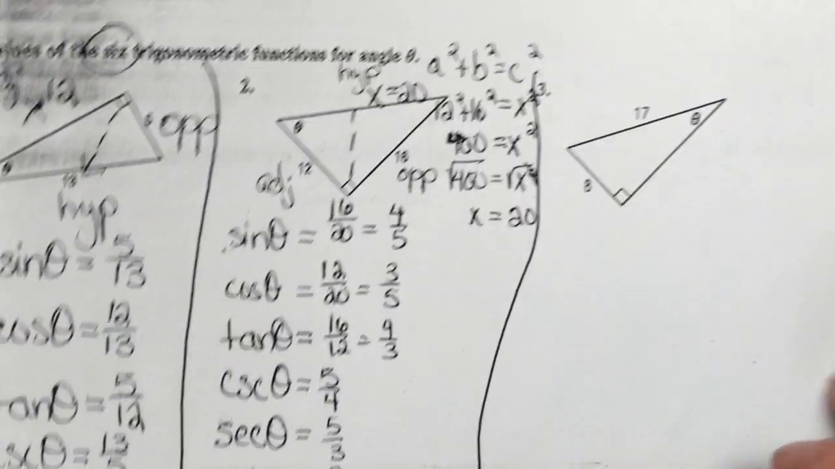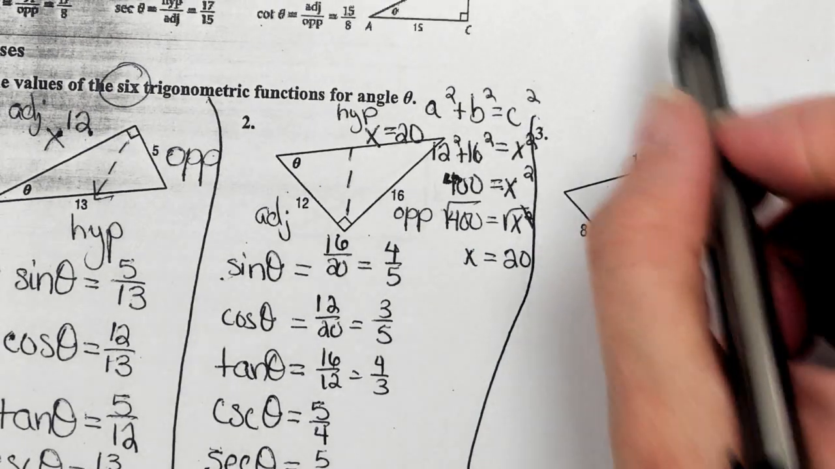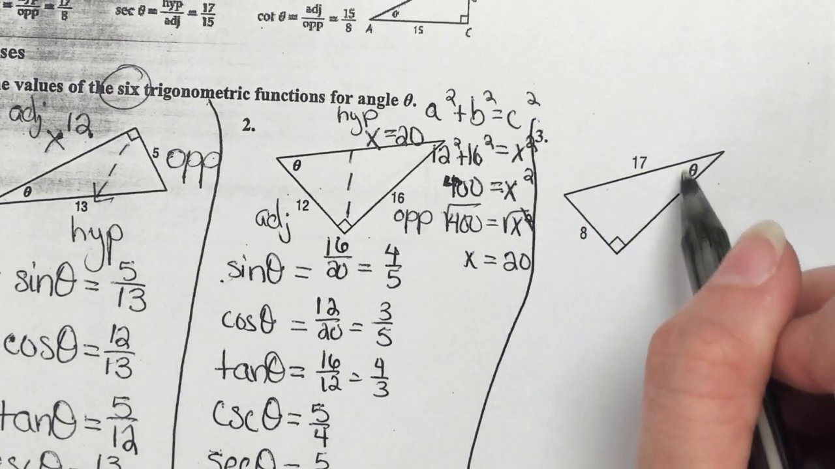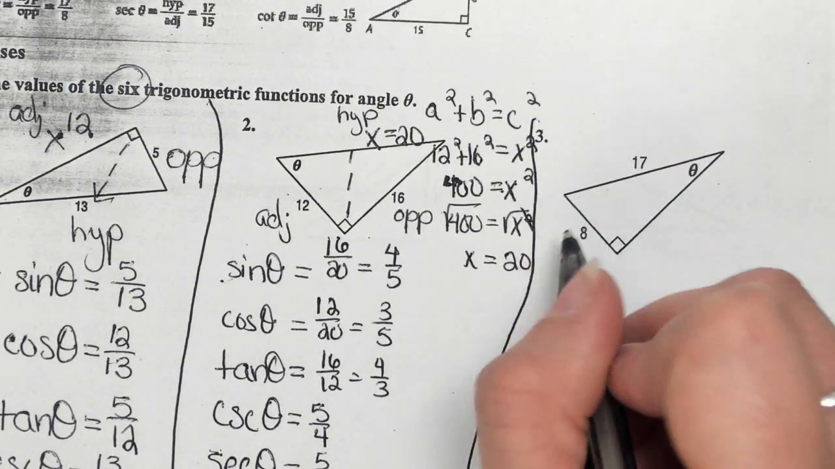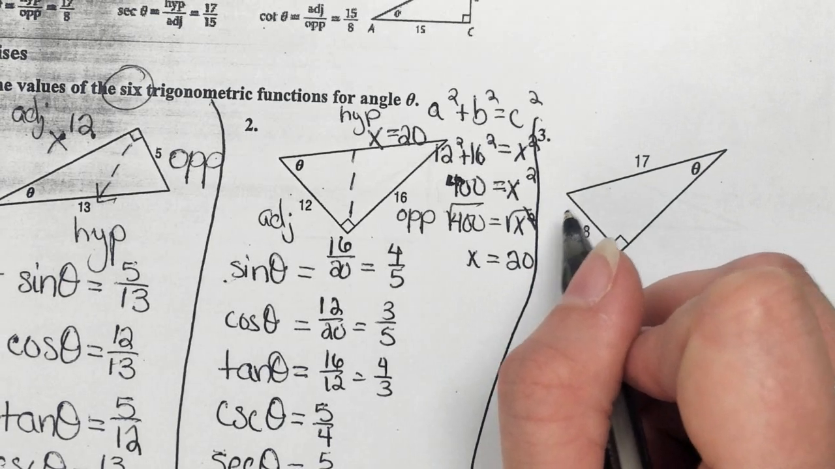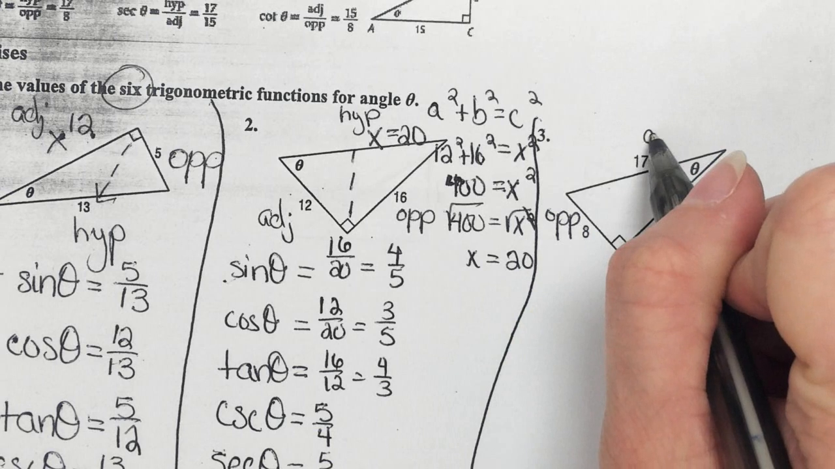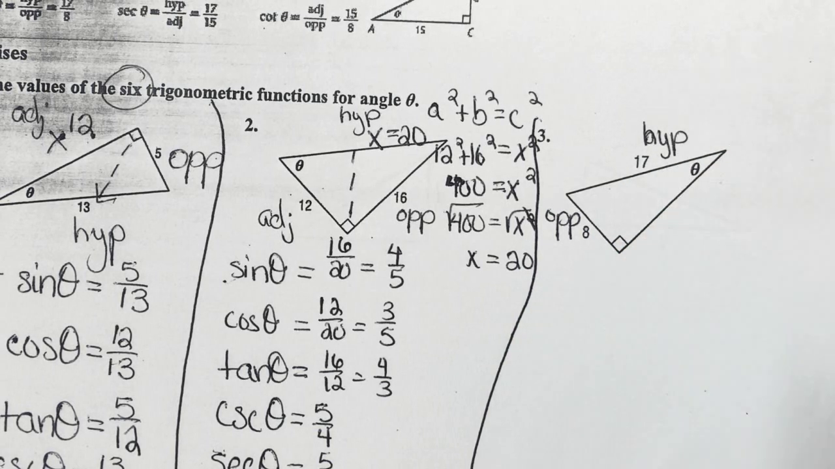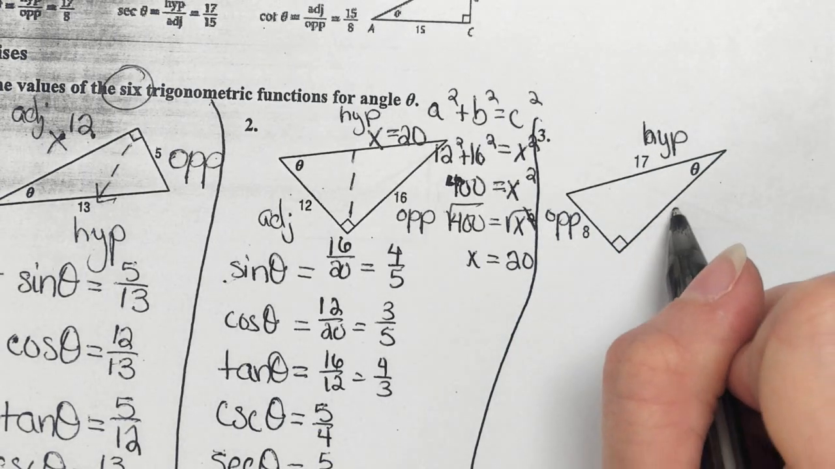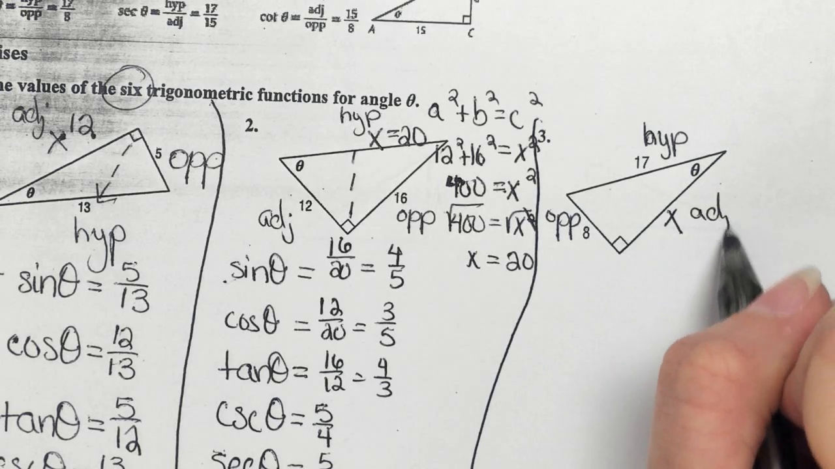All right, same thing. You always go off of theta. Always go off your angle. So from your angle, from theta, what is 8? Opposite, adjacent, or hypotenuse? Opposite. What is 17? Hypotenuse. Yep. And then it'd be X and then it'd be adjacent. And that's your adjacent. Very good.